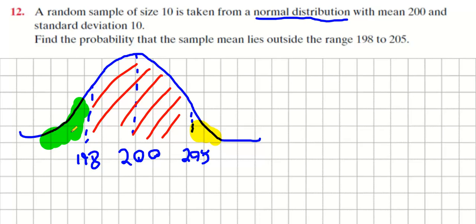What I need to do is convert them into Z scores. That's the first thing I'm going to go after, and then I'm going to try and use my tables to find out what the area of those two regions are. Is that all right? Go and try now.